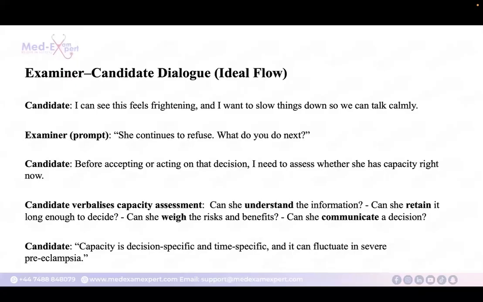When I was keeping on asking you, you have to verbalize to assess the patient's capacity. Yes, that's very, very important. You are constantly talking to the patient, but you're not assessing her capacity.